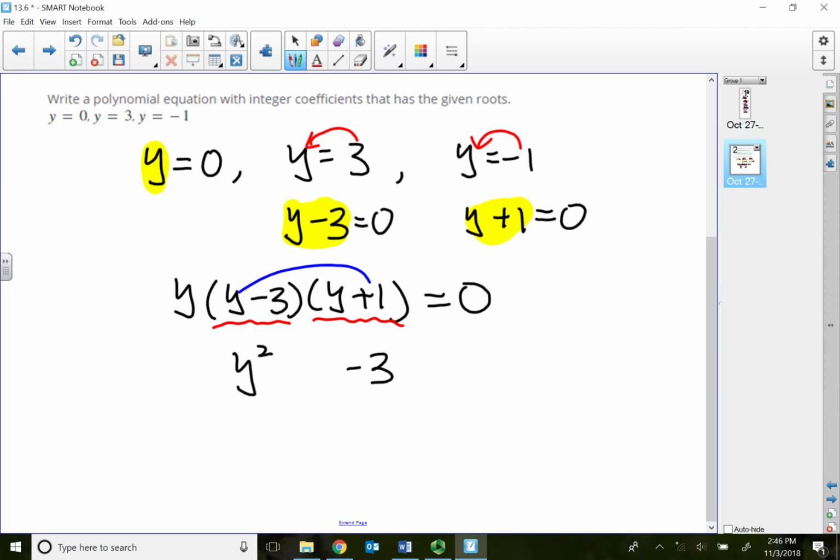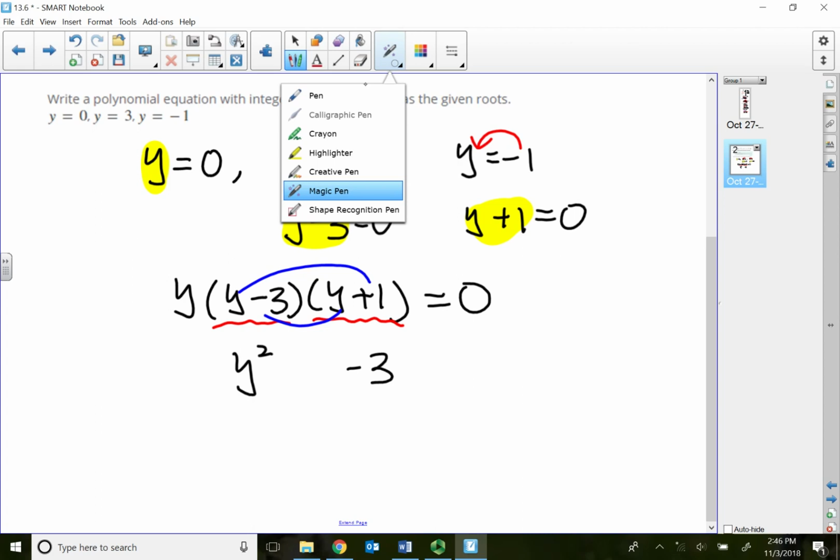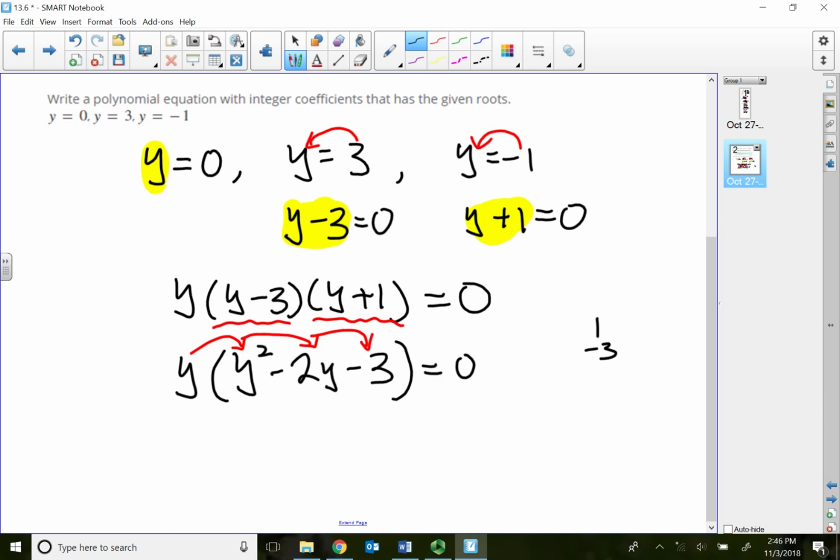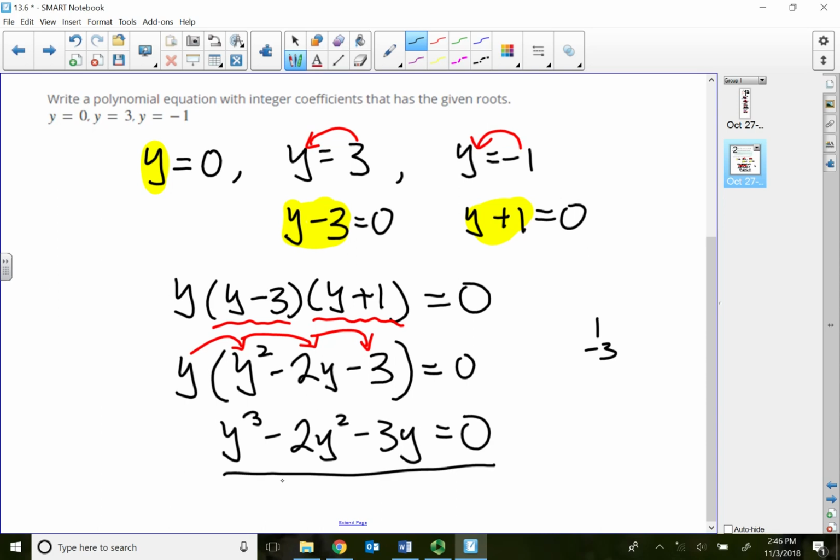My outer is positive 1y. My inner is negative 3y. So what's positive 1 and negative 3 combined, which is negative 2y. So these three terms, after they multiply, they will have to be distributed by the y that's in the front. So now use positive y to distribute. My final answer, the actual polynomial equation should be y to the third minus 2y squared minus 3y equal to 0. So that's my answer right here.